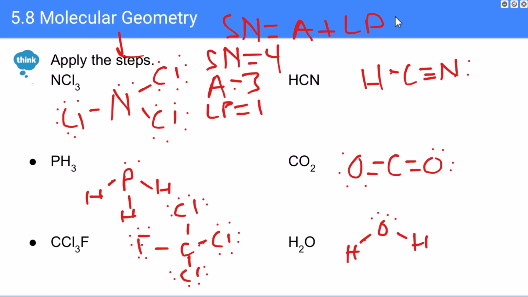And again, we can utilize that information. Go to my geometry chart. What I find is that this is going to be trigonal pyramidal, and the bond angle is 109 degrees.